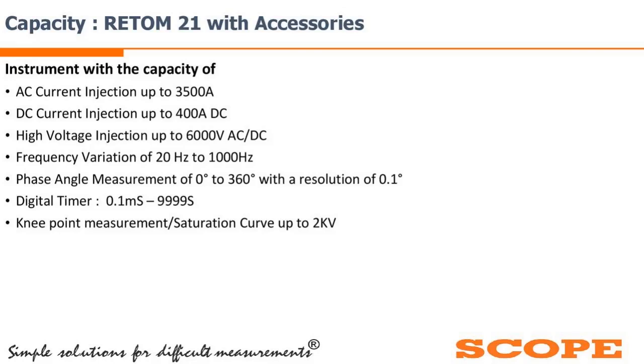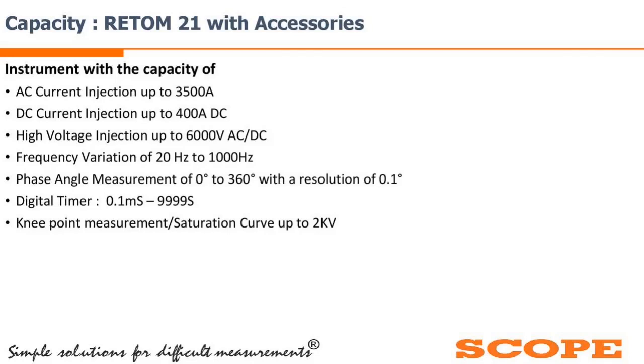The RETOM 21 has an AC current injection capacity of up to 3500 ampere, DC current injection up to 400 ampere DC, and high voltage injection up to 6000 volt AC as well as DC, with frequency variation in the range of 20 Hz to 1000 Hz, which will be required for relay testing.